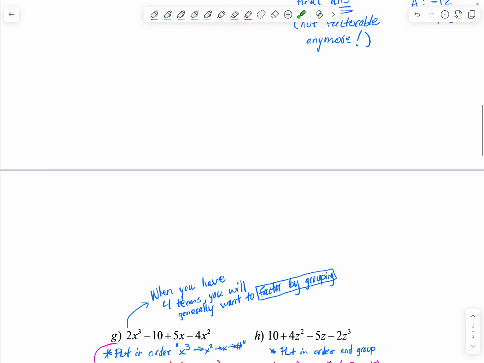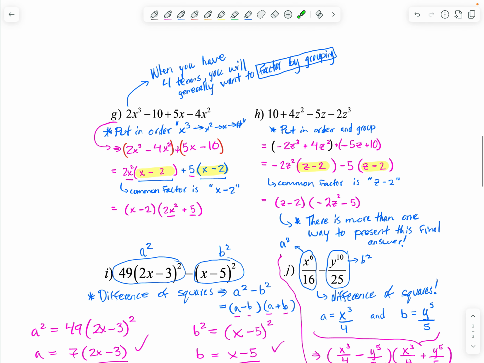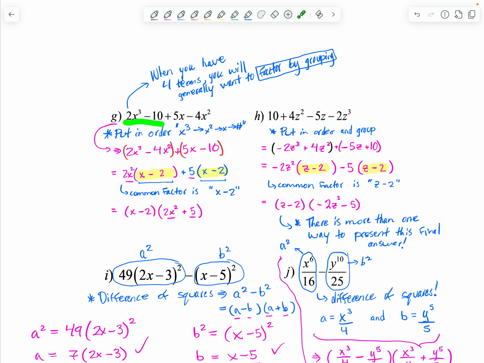Okay, moving on. Here I get something like this. Generally, when you have 4 or more terms, you want to think, if you can't common factor, you'll want to think of factoring by grouping. So one thing I'd like to do is to put this in order just to make my life easier. I'll put it in order with the x squared next to the x cubed and so on. So x cubed, x squared, x, and then the number.